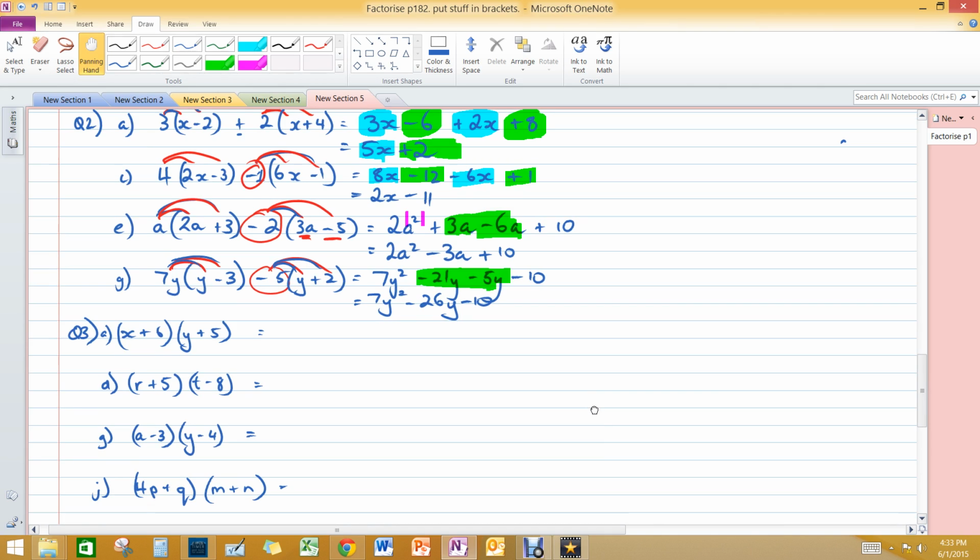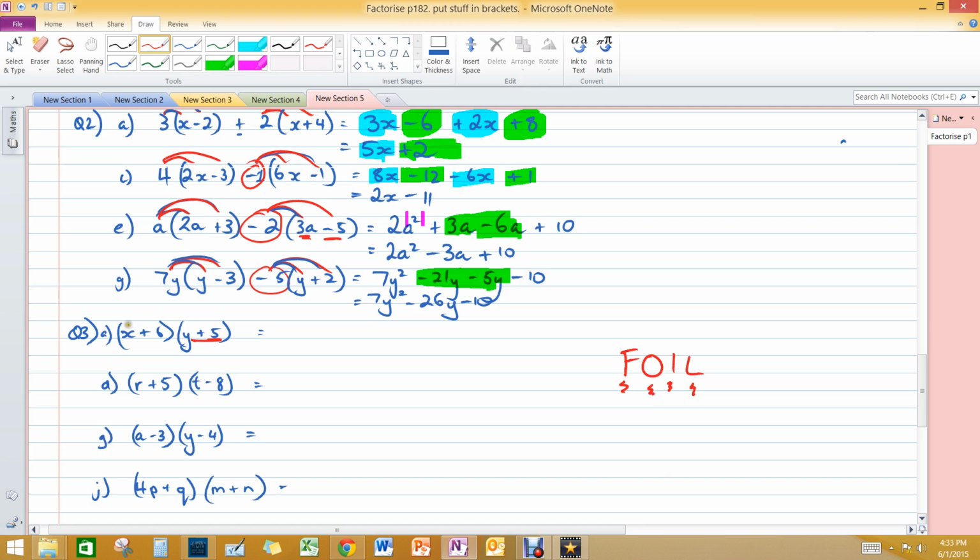Okay, question 3 looks at the distributive law, only now what happens is we have 2 sets of brackets. And what we need to make sure of is that everything in this first set of brackets gets multiplied by everything in that second set of brackets. Right. Now the way we do this, the distributive law, it's also called FOIL. Some of you may have known that, which is firsts, outsides, insides, lasts.